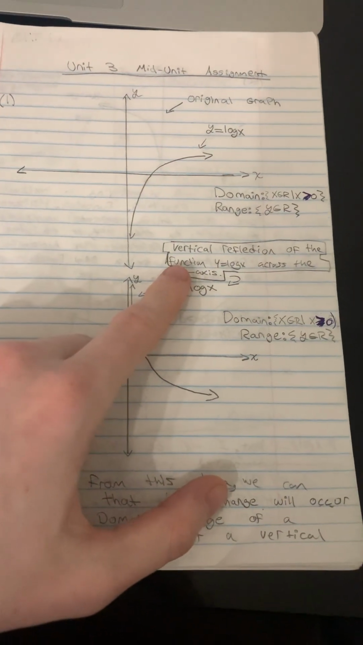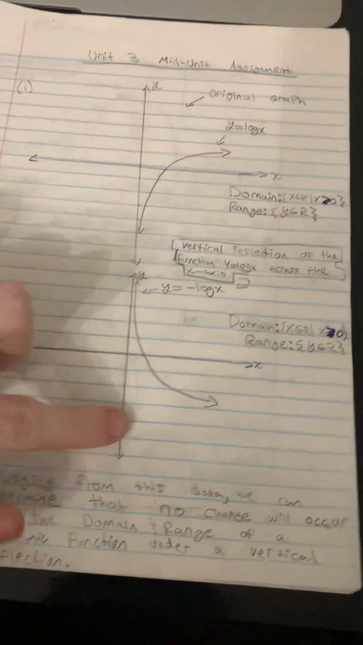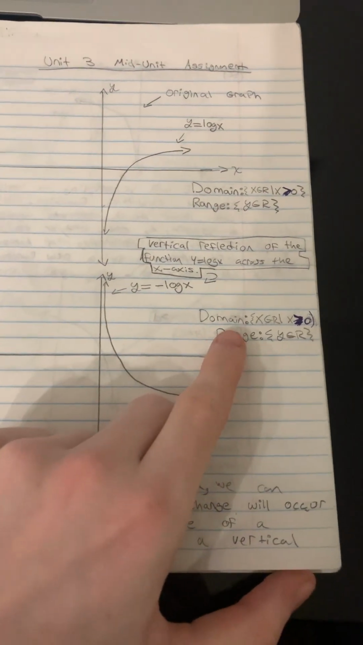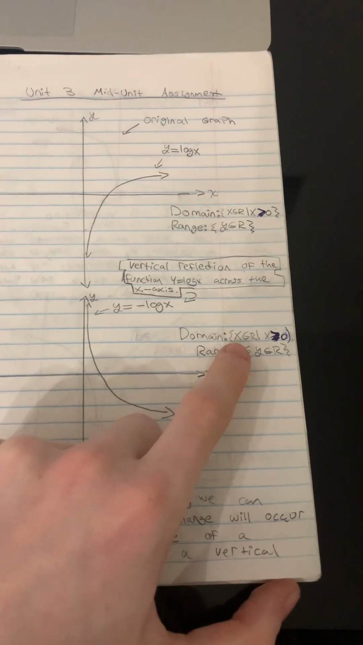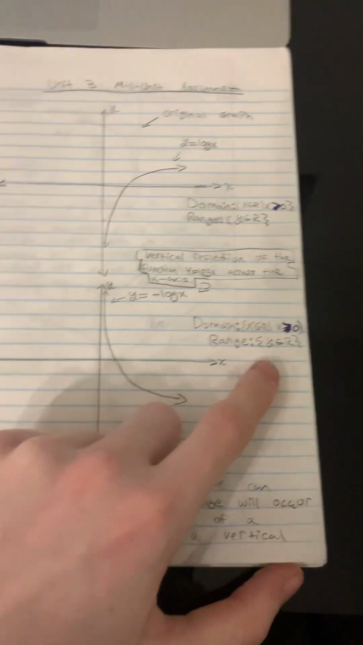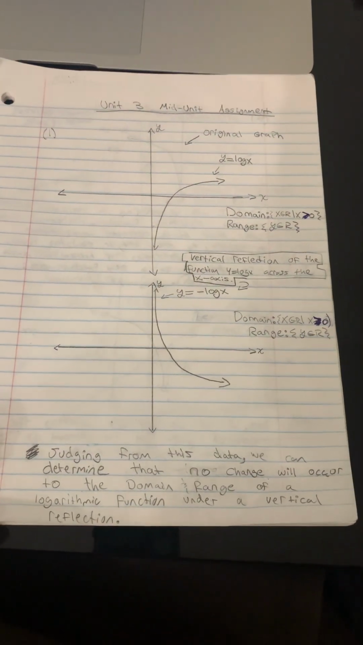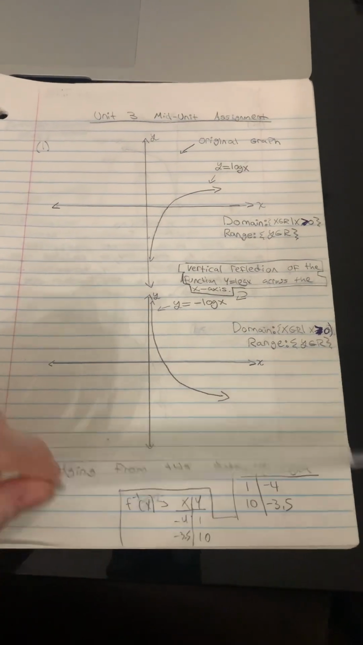So then I performed a vertical reflection of the function across the x-axis, as you can see here. That is the newly reflected function. The domain is the same, x is a set of real numbers such that x is greater than 0, and the range is y, a set of real numbers. So judging from this data, we can determine that no change will occur to the domain and range of a logarithmic function under a vertical reflection.